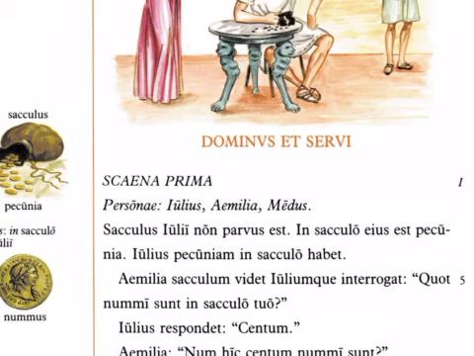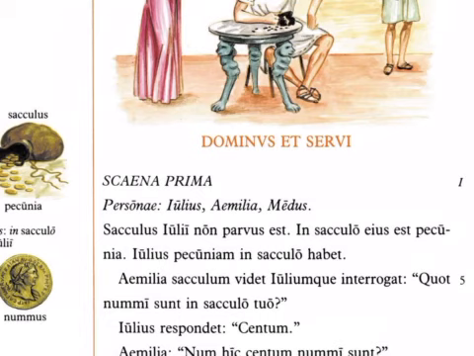In saculo eius est pecunia. In his money bag, eius is the word for his here. In the pouch of him, in his pouch, is money. Julius pecuniam in saculo habet. Julius has money. Notice pecuniam has that accusative ending, for the object. Has money in his pouch, in saculo.